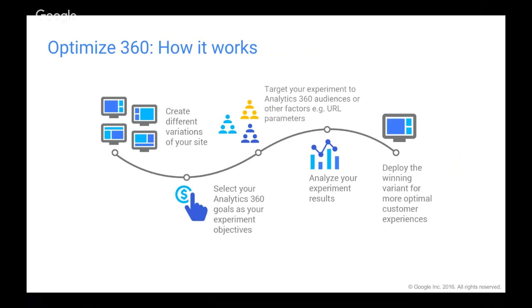An important thing is that you can analyze the results while the test is still running, so you can see the basic numbers. And once you determine the winner, you can deploy the variant again using Optimize.